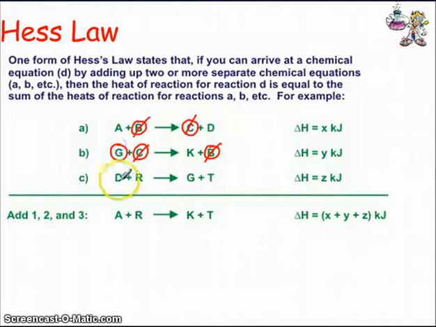Chemical G is found as a reactant here. It's found as a product here. It cancels out. Chemical D, found as a reactant in the third equation and a product in the first equation, so it cancels out. Then what's left behind is A, R, K, and T. Adding up the chemical reactions, you get A plus R converts to K plus T. Then adding up the individual enthalpies will get you the overall enthalpy for this chemical reaction.